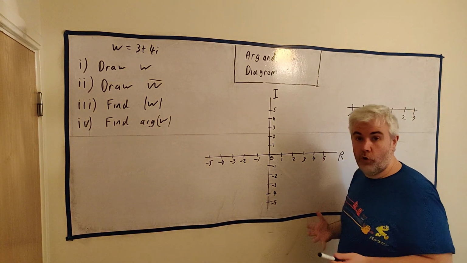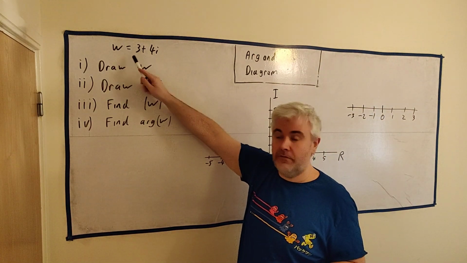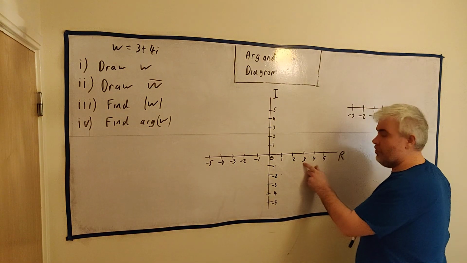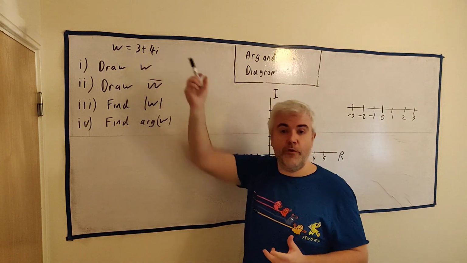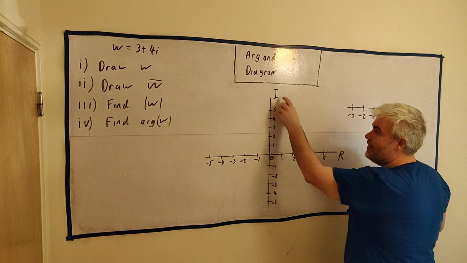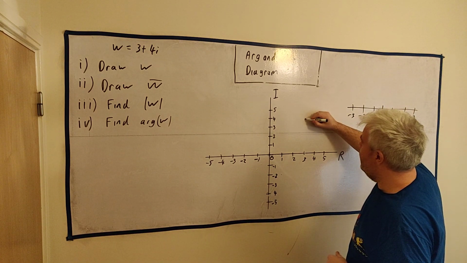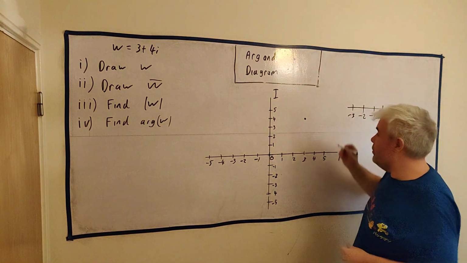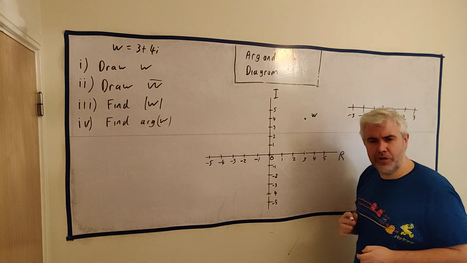Let's go ahead and draw w. To draw w, we simply look at the real part, which is 3. Here's 3 here. And then we look at the imaginary part, +4. So we go to 3 and we go +4 on this imaginary line here. And where they join each other looks to be about there to me. So that is the number w.